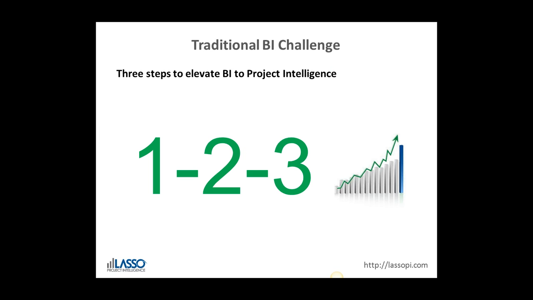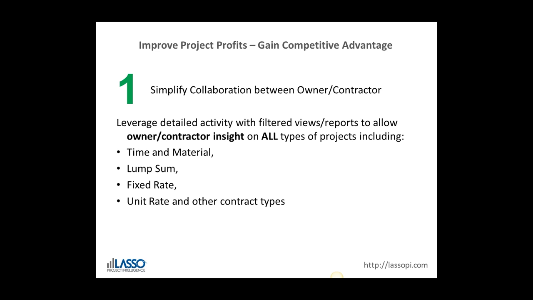So how do we get there? 3 steps to elevate it, and we're going to just go specifically here for a second over project intelligence. Step number 1 on the next one is simplify collaboration between the owner and the contractor. What are we going to do with this once we get it in? Well, we're going to most certainly leverage detailed activity with all of the filtered views, so that we might be reporting at an activity that might have 26 levels underneath of it, but I only want to report one, for example, because of the type of contract that I have with the owner.